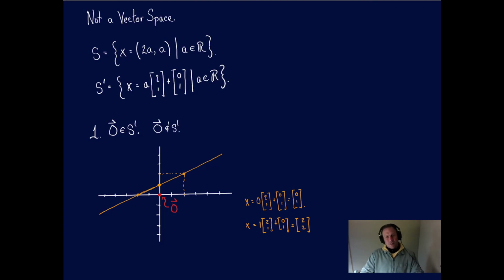So we already have it failing once. And if this was a proof or a test, you could say because of that, it can't be a subspace. But let's just see in what other ways it can fail. And the other two were the closure requirements.